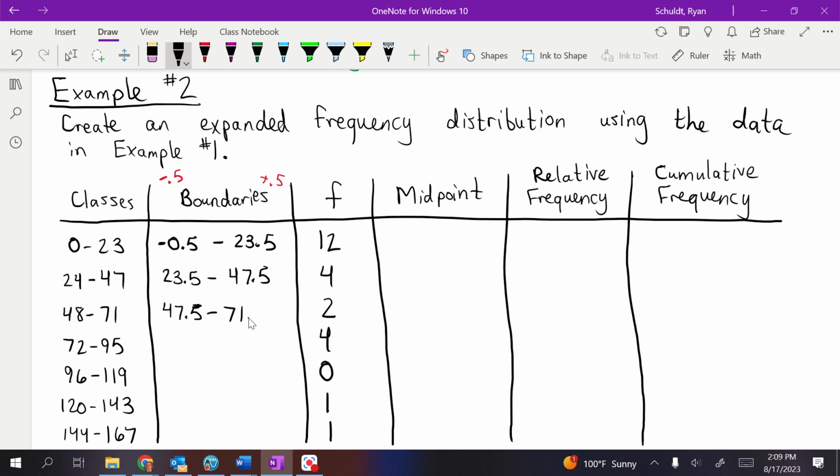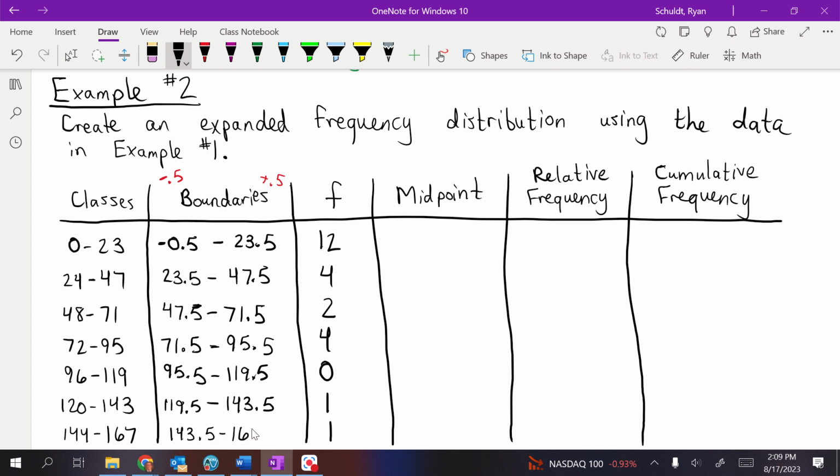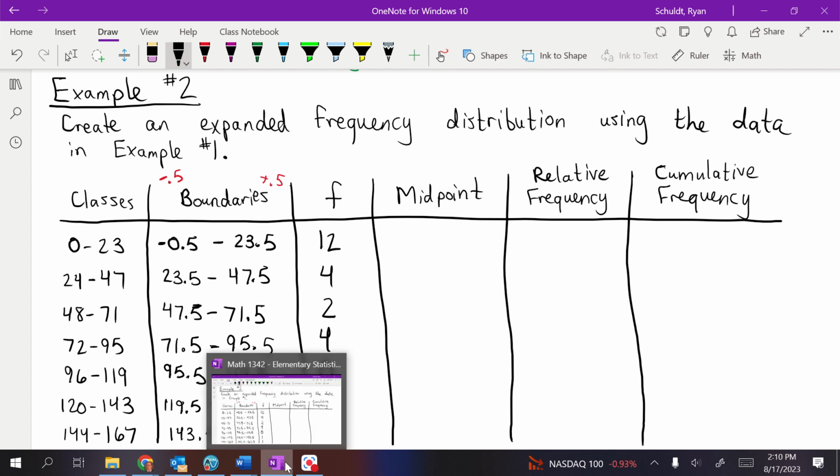Yep. The upper boundary is the lower boundary of the next class. So 71.5 to 95.5. 95.5 to 119.5. 119.5. I totally did that backwards order. To 143.5. And then 143.5 to 167.5. That's your boundaries.